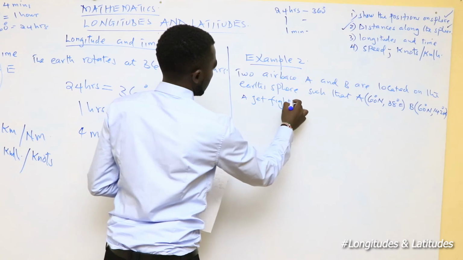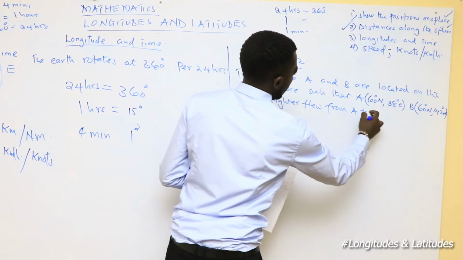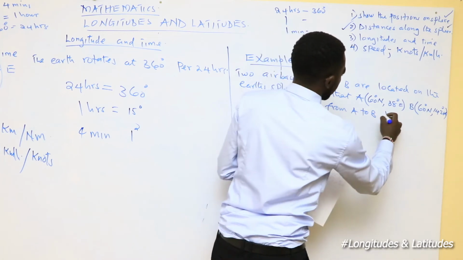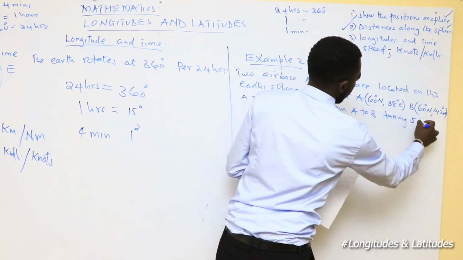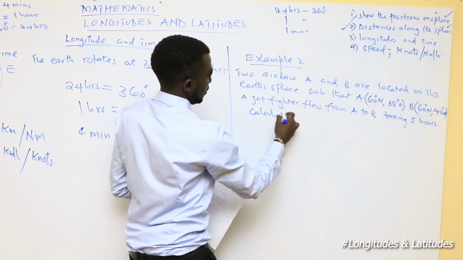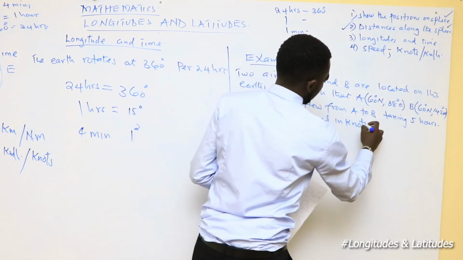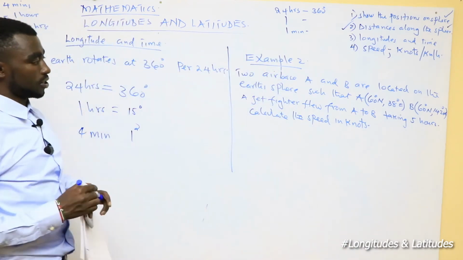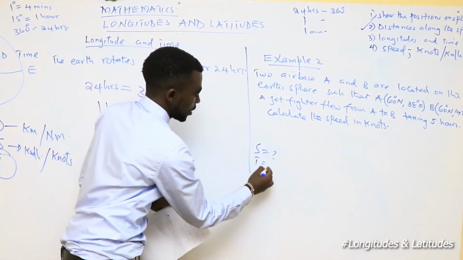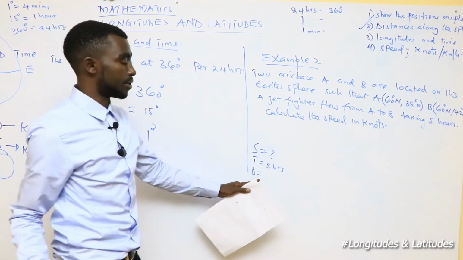A jet fighter flew from A to B, taking 5 hours. So the question is, calculate the speed in knots. So to get the speed, with the question we have, the time already we are given being 5 hours. So the distance is what we don't know, and we can calculate that one.